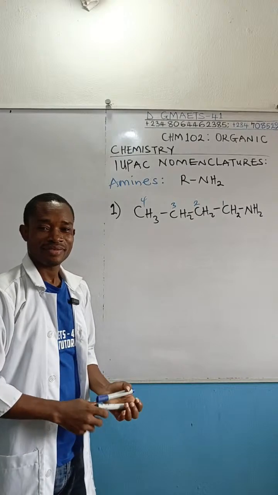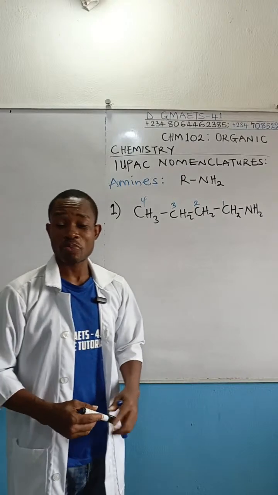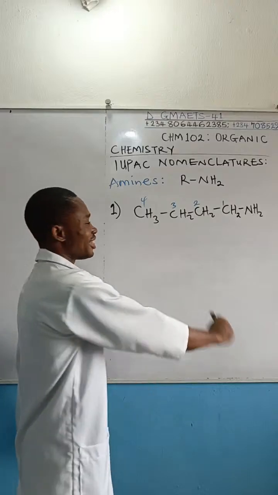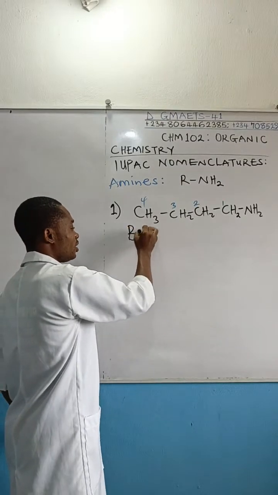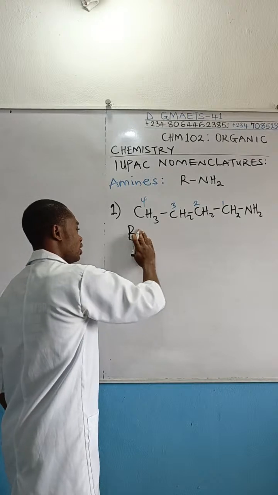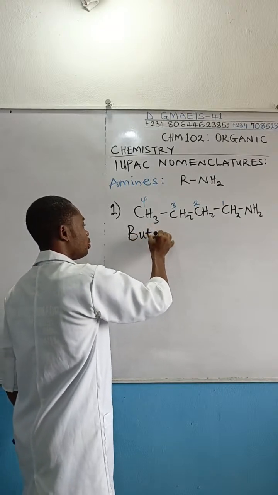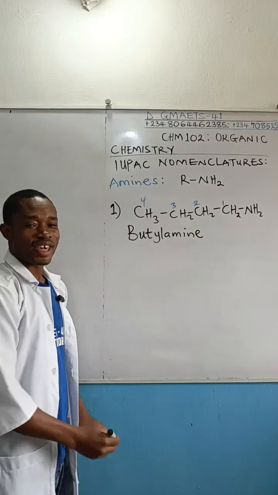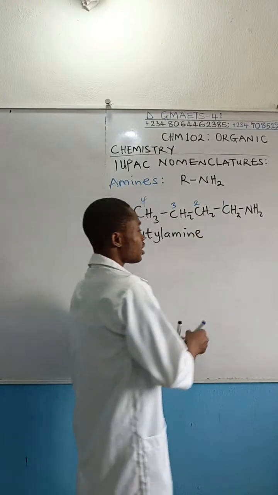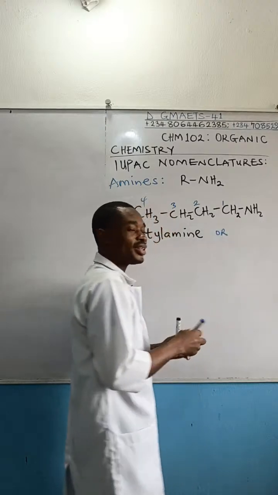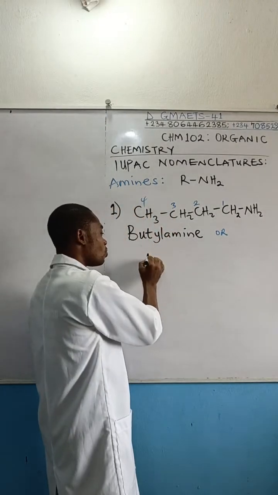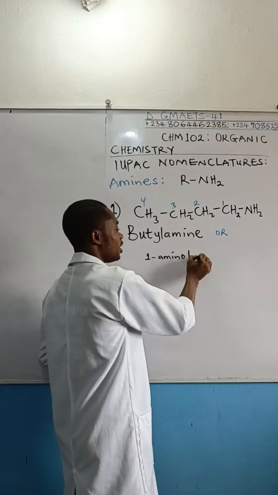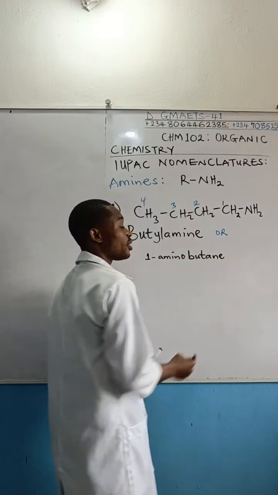1-amino-butane. But professionally, as a chemistry student, this is actually butylamine. Butylamine. Butylamine. Okay, but like I said, let me just say, I'll write this one very small. 1-amino-butane. That is, if you're pronouncing this as an alkane.